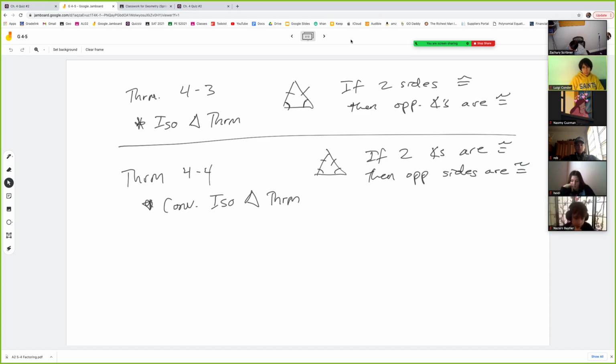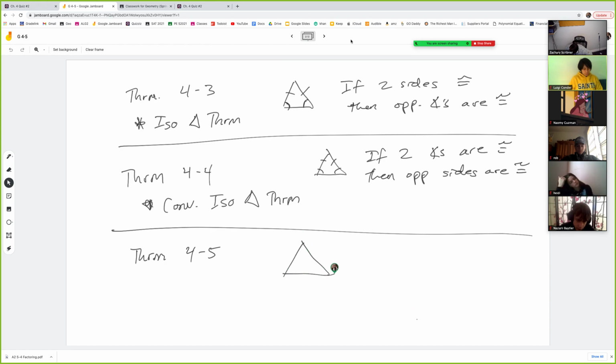Okay? And then lastly, theorem 4.5 says the bisector of the vertex angle of an isosceles triangle is the perpendicular bisector of the base. Okay? So, what does this say? The bisector, segment AC, is perpendicular to segment BD. Okay?